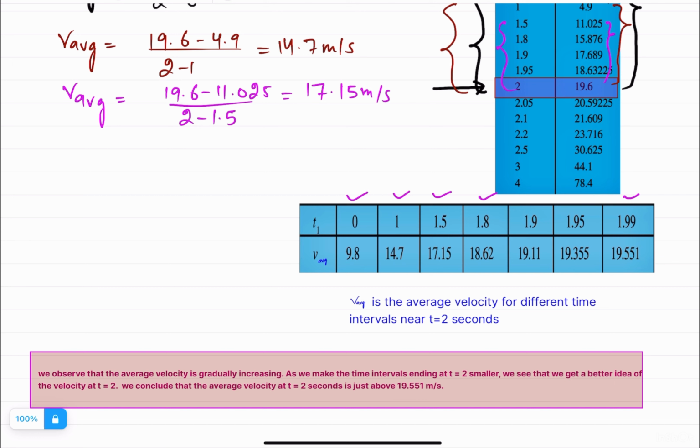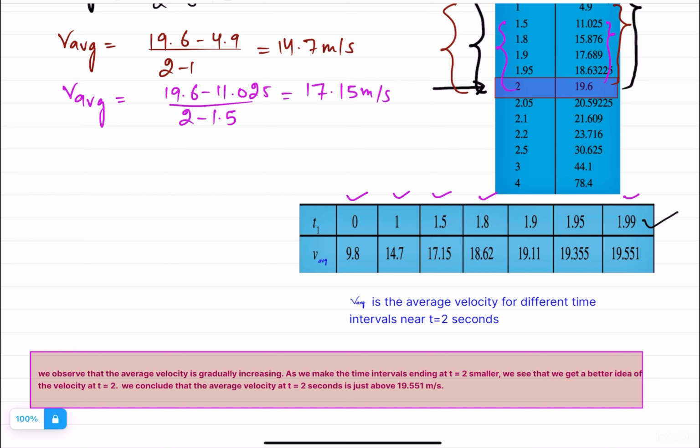The reason it is below 19.55 meters per second: here, for example, you have taken the time interval 1.99 and 2. You can take 1.9999. When you take smaller and smaller time intervals, you get a better idea about the average velocity at time ending at 2 seconds.